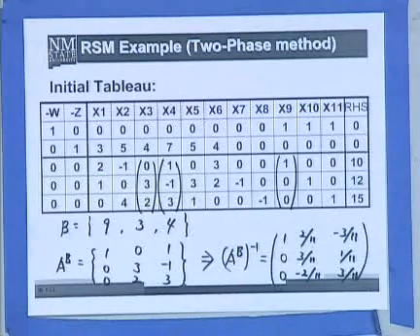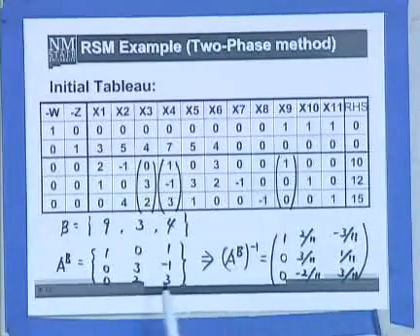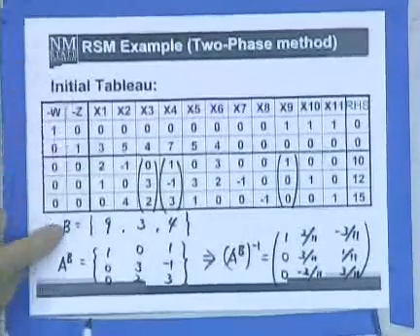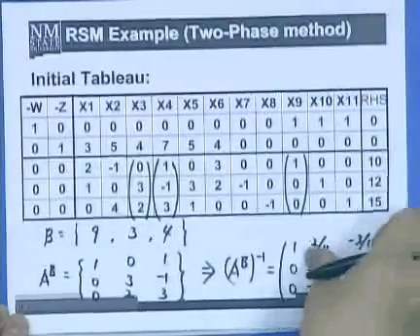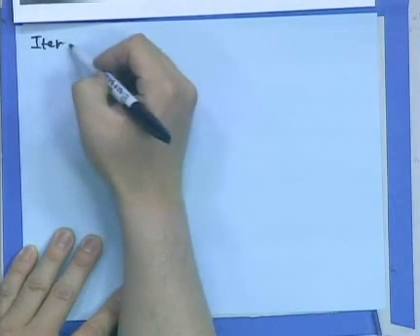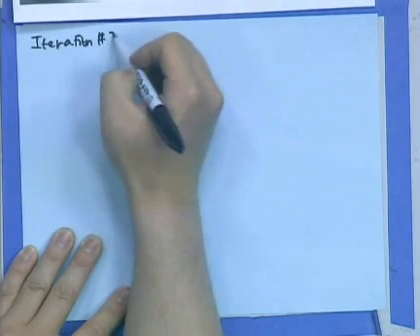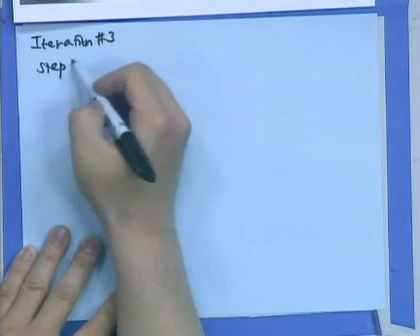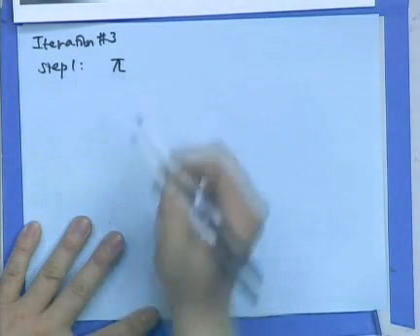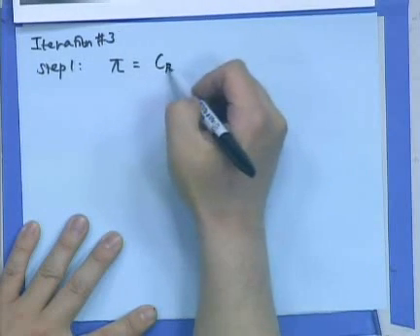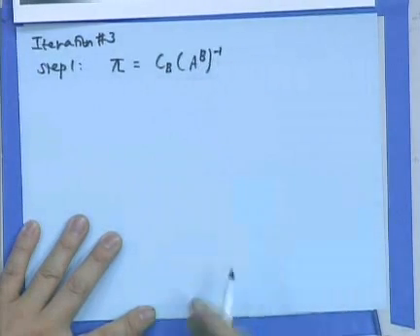Now we are ready to begin the third iteration of phase 1, right? Because we have the initial table, the new basis set, and the new basis inverse matrix, right? So, iteration number 3. And step 1 is again to compute the simplex multiplier vector pi. Okay?